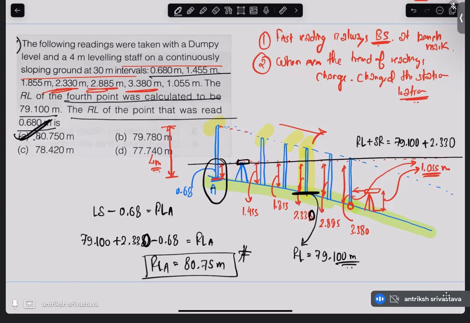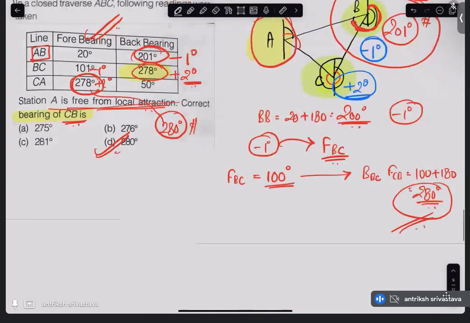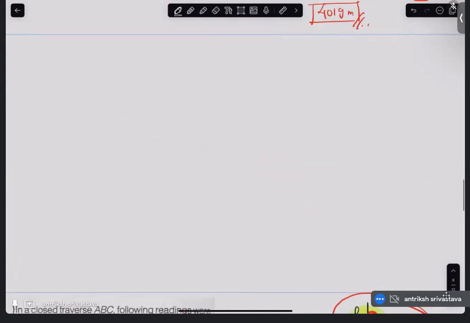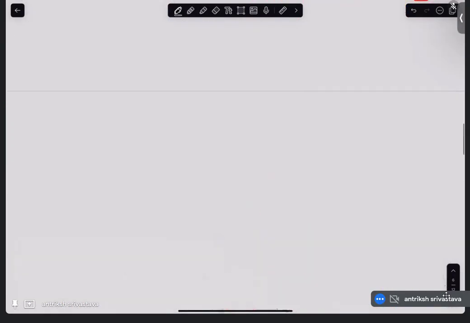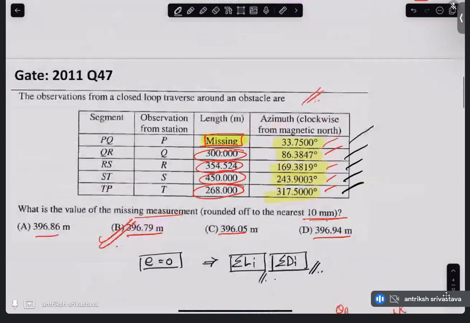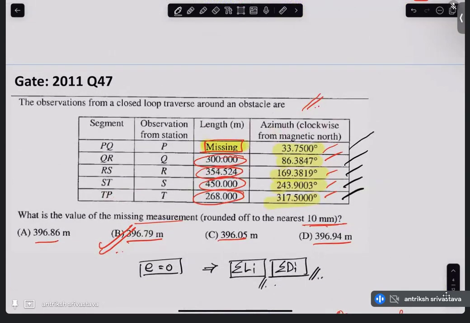So we have looked at different types of questions that can be asked with traversing in this session. And previously we saw questions with photogrammetry. So I hope you have some idea about what kind of questions can be asked.